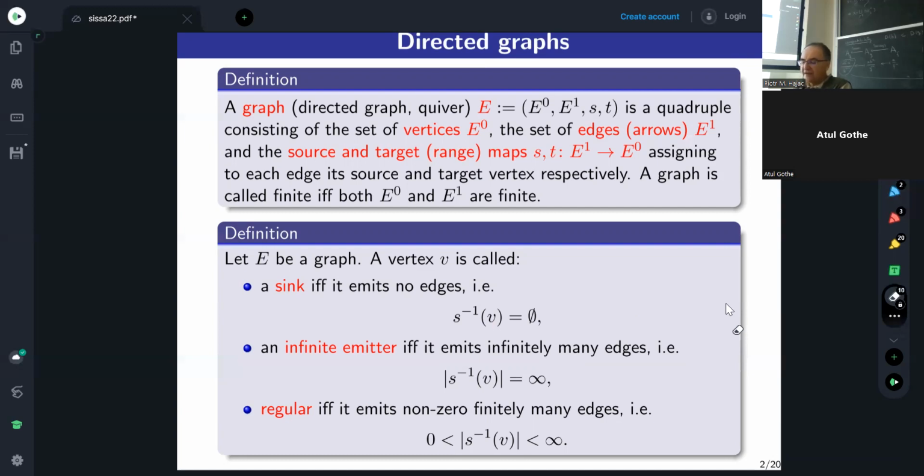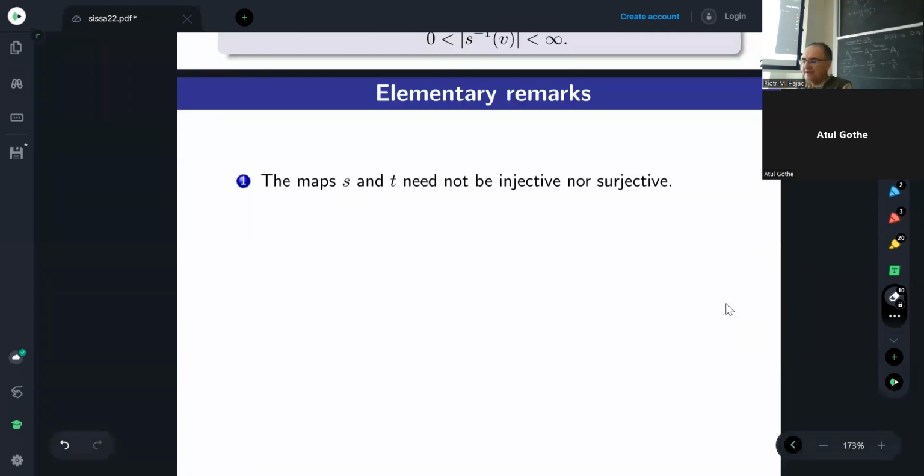We call a vertex regular whenever it emits at least one and at most finitely many edges. Because there are completely different rules of engagement in the definition of a graph C*-algebra for such vertices. So it's extremely important to monitor the behavior of regular vertices. And whenever you have irregular vertices, your life is getting much more complicated, also more fun, but more complicated. Okay, I suppose no questions here. Now, so elementary remarks. Sure.